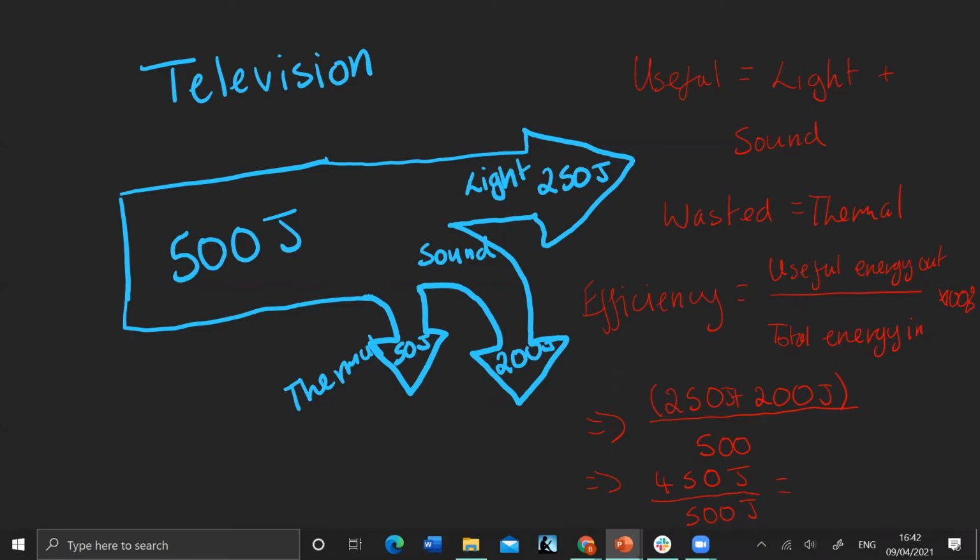So 450 divided by 500, we're going to get 0.9 times 100%, 90%. So 90% efficient. So that's how you work out efficiency.